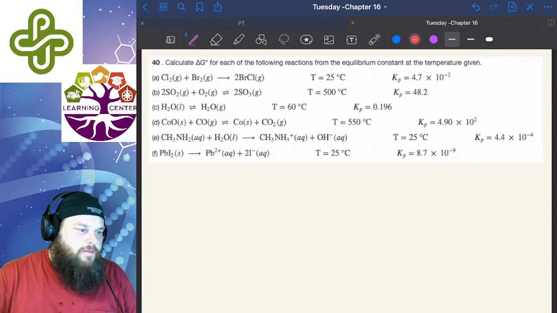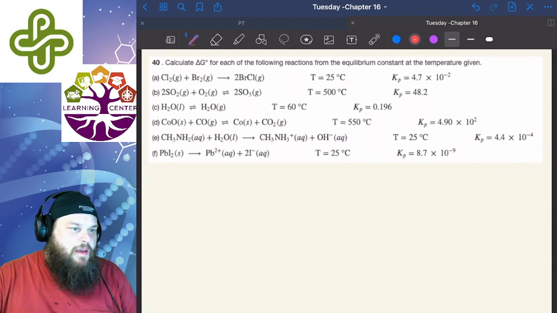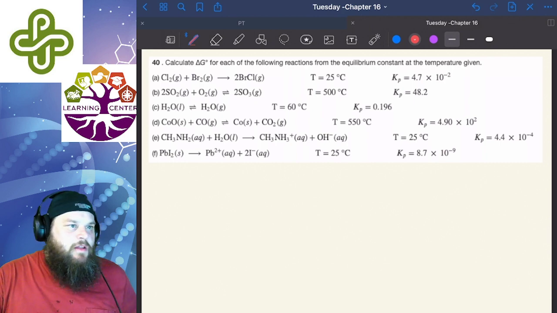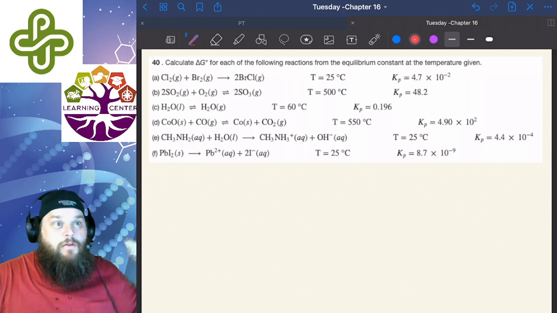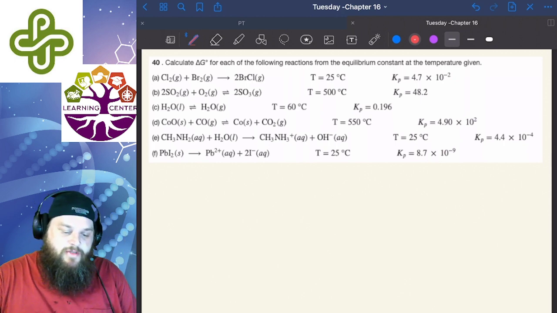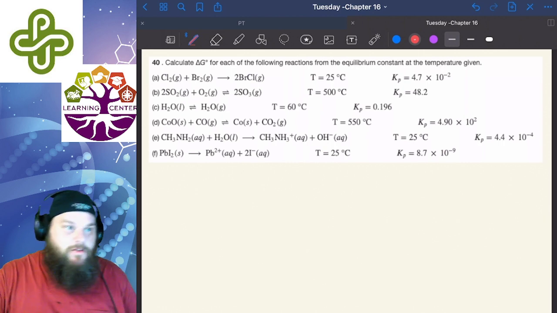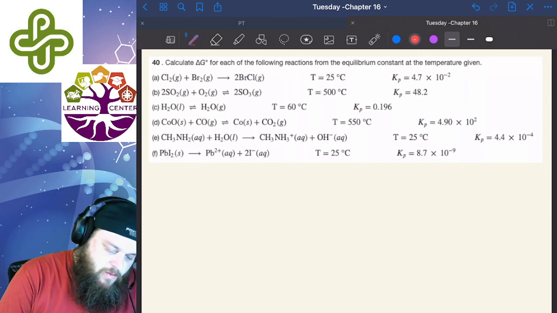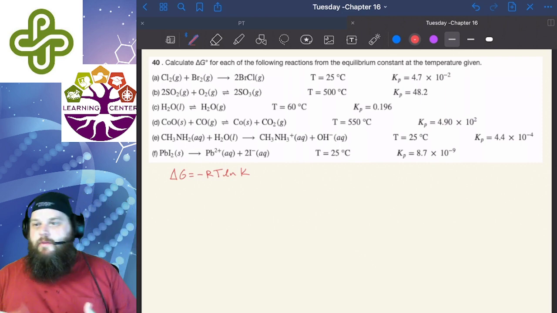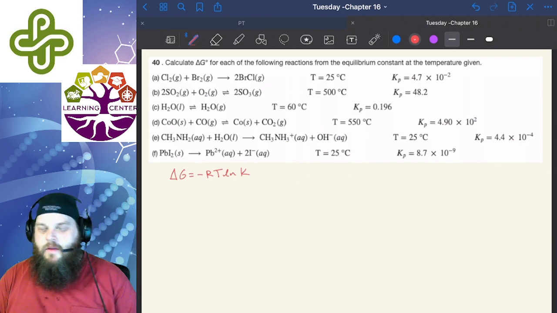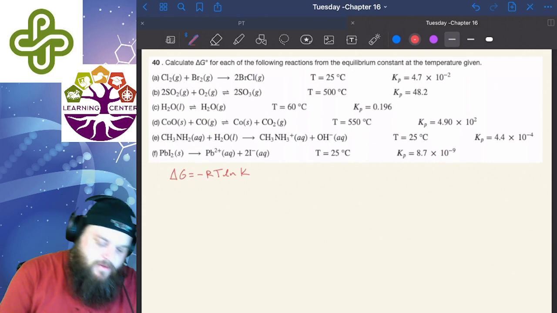This next one, number 40, we want to calculate the Gibbs free energy, the change in Gibbs free energies for each of the following reactions from the equilibrium constant and the temperature given. So to do this, we use this equation here where that delta G is really equal to negative RT ln of K, where K is that equilibrium constant.